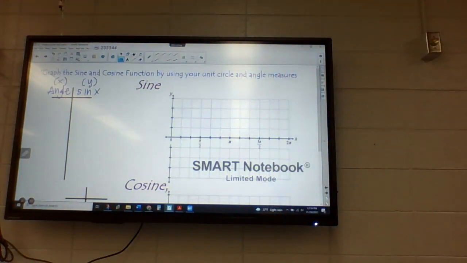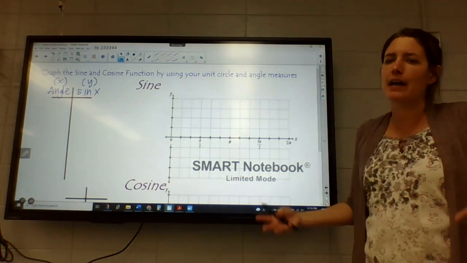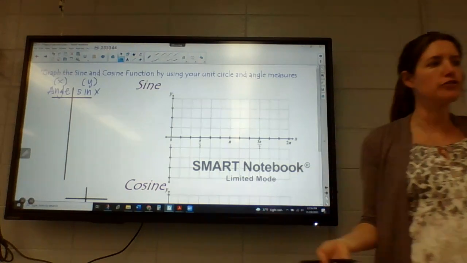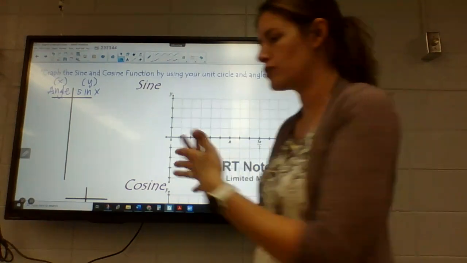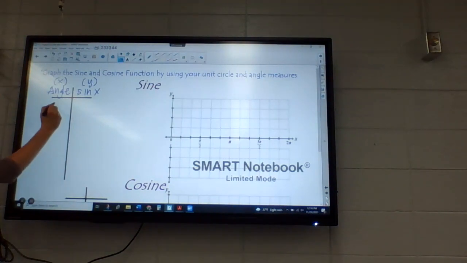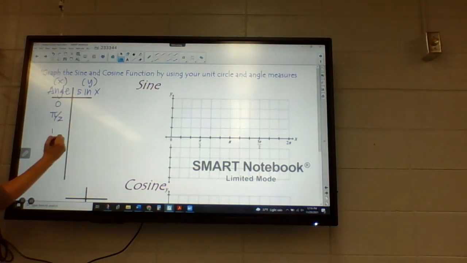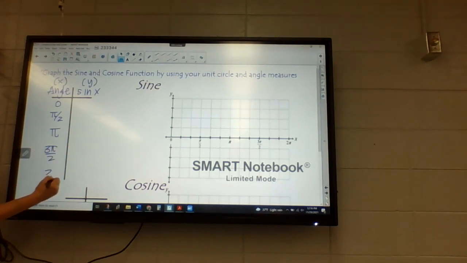Now I'm going to pick angles that are strategic, that are nicer to pick, just like when you were graphing in algebra, you would pick nice points. You wouldn't pick negative 500 to graph. It wouldn't be a nice point. So I'm going to start with 0, then pi over 2, pi, 3 pi over 2, 2 pi. And we could repeat that, but we'll talk about that in a second.